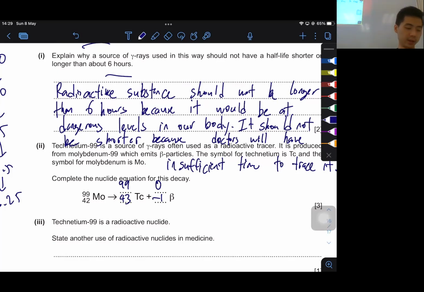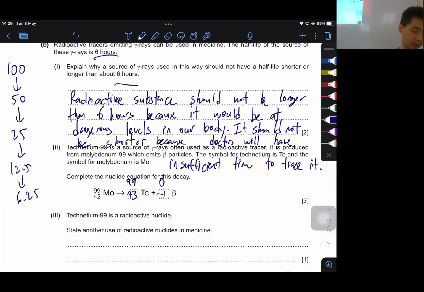Then finally, they say that Technetium-99 is a radioactive nuclide. State another use of radionuclides in medicine. The most common one is obviously going to be what? Cancer. Very good. All the radioactive therapy, have you guys heard of it before? It's basically to combat cancer cells. So just say cancer treatment.